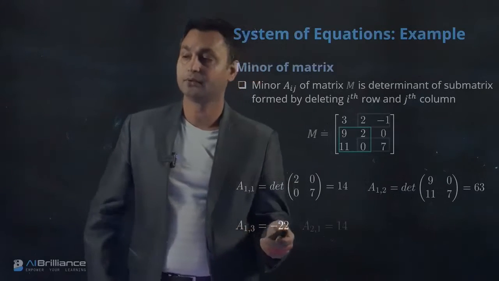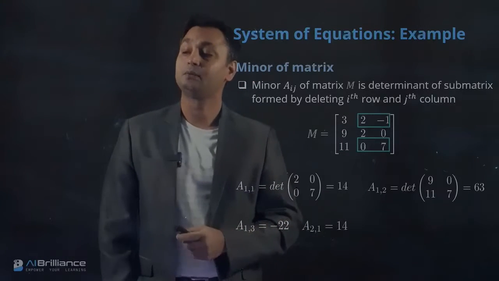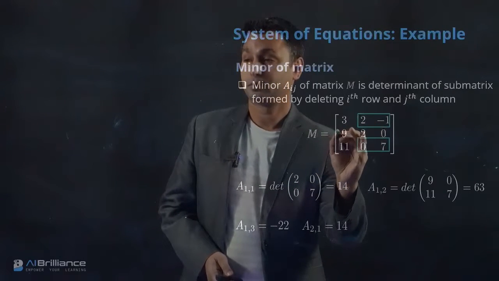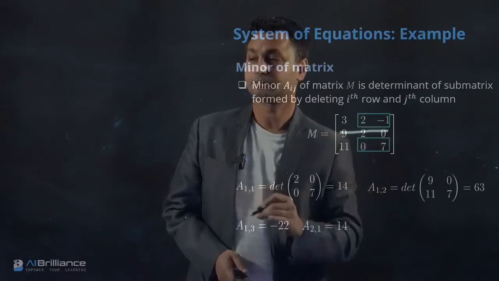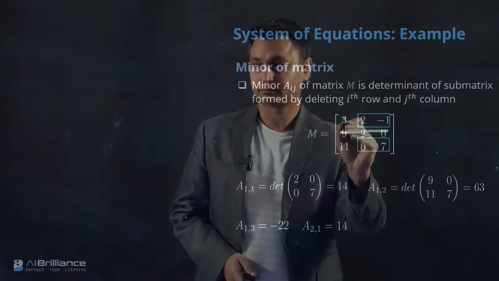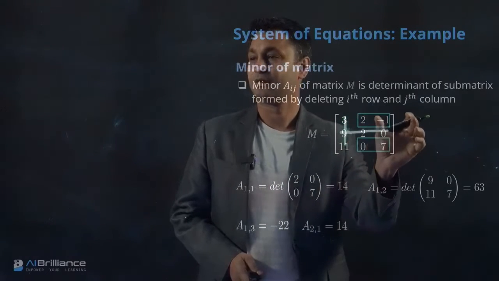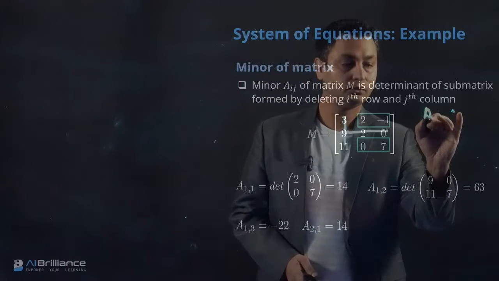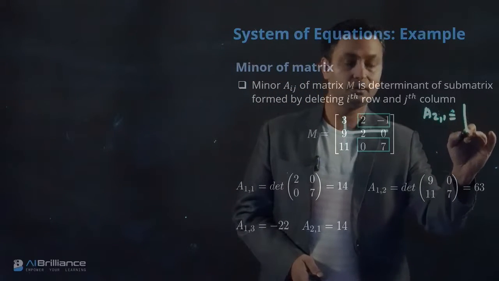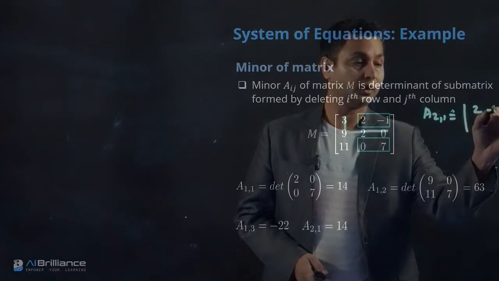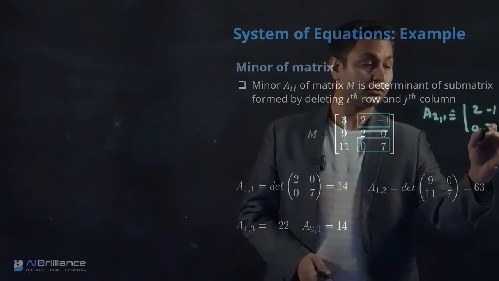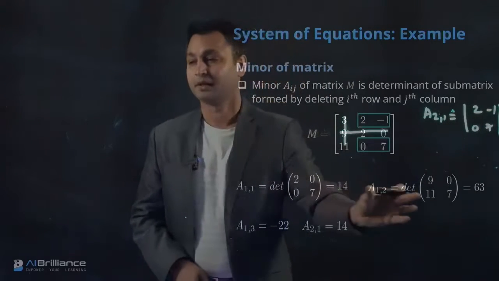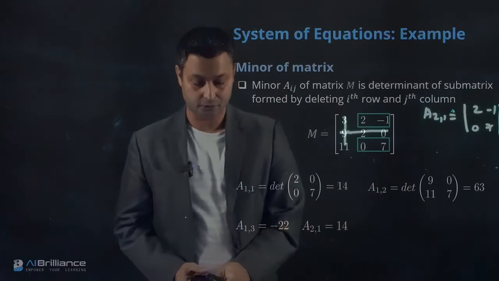And similarly, you can go on and compute A21. What is involved in this A21 computation? You eliminate row 2 and column 1. If that's the case, we have 2, minus 1 and 0, 7. So A21 will be the determinant of 2, minus 1, 0, 7. If I take the determinant of that, you can see that it is 14 minus 0, and that's how we will get 14.